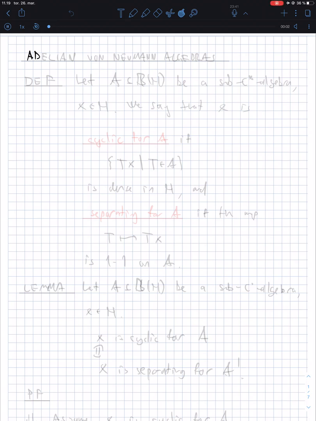Okay, so I'm moving on with Abelian von Neumann algebras. What's going to happen now is that we're going to talk about cyclic and separating vectors, which is sort of a technical tool for what we're going to need to work with. So here are two definitions.